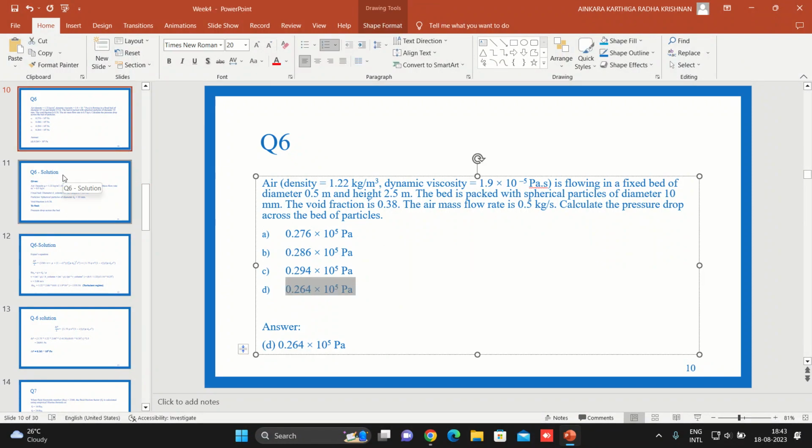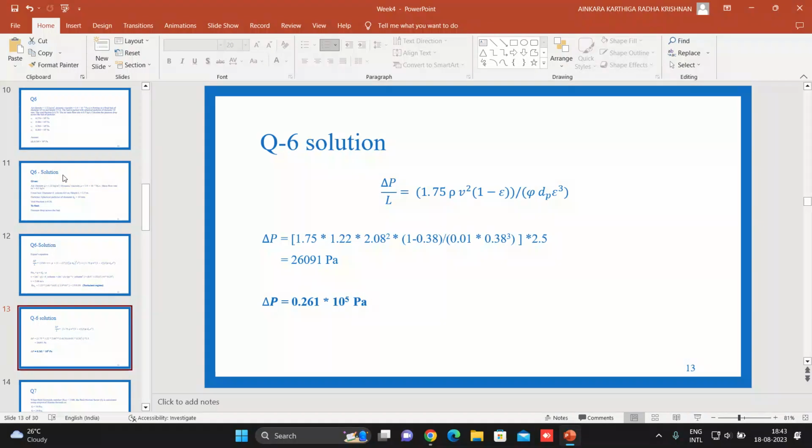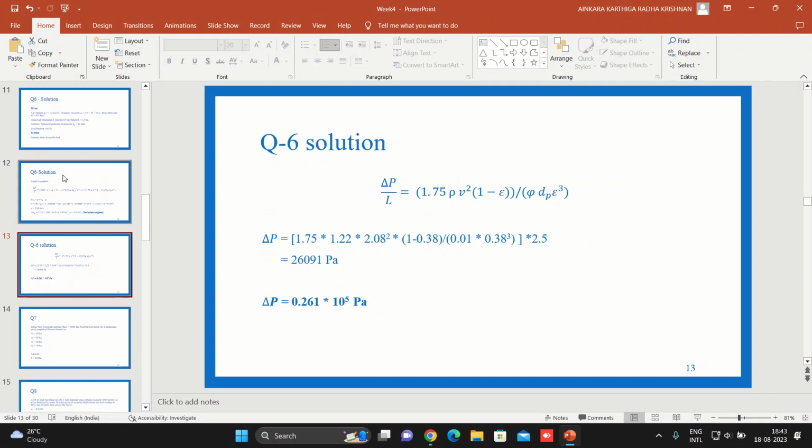So this is how we calculate the pressure drop inside the bed. If you people have any doubts in this problem, please let me know. Otherwise, we'll move on to the next question.